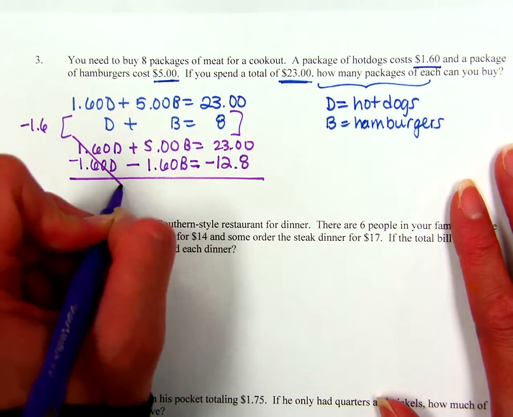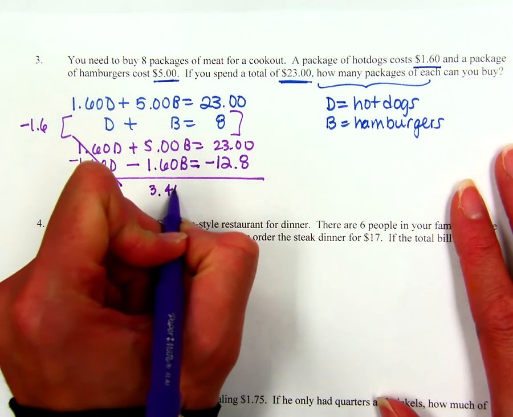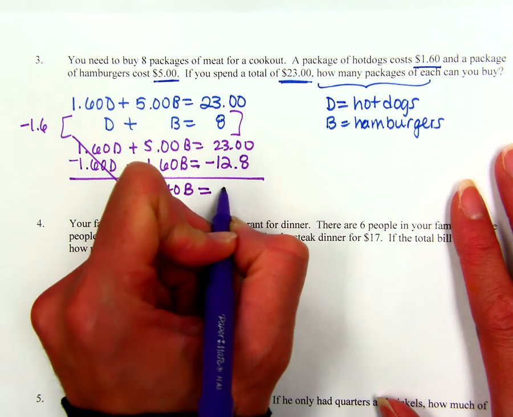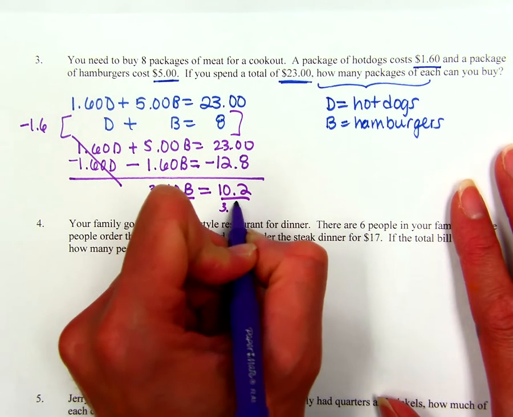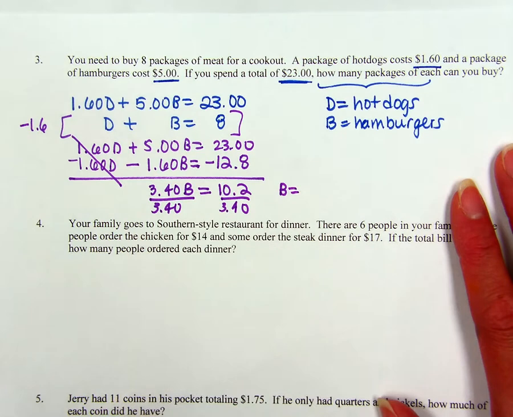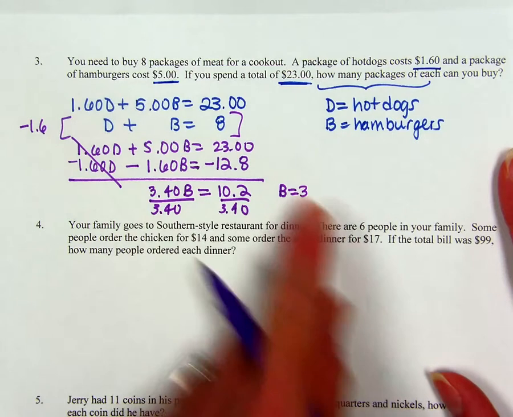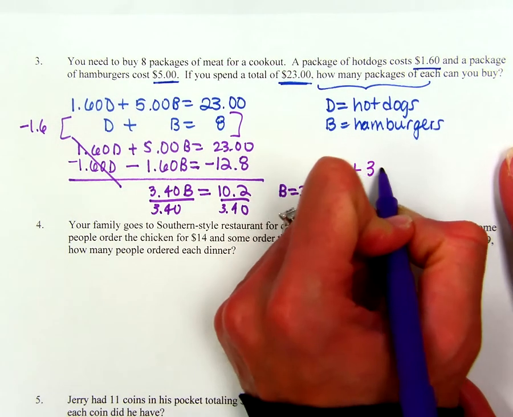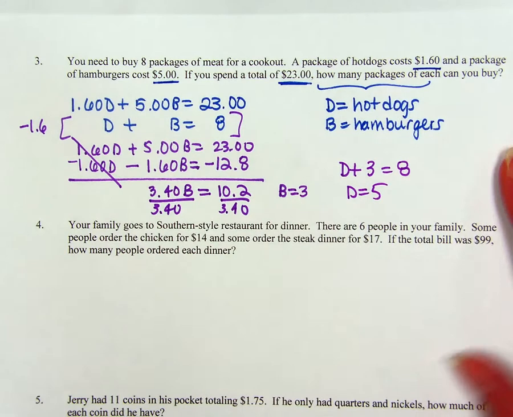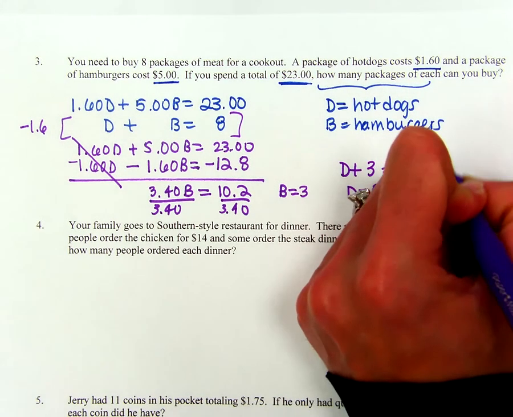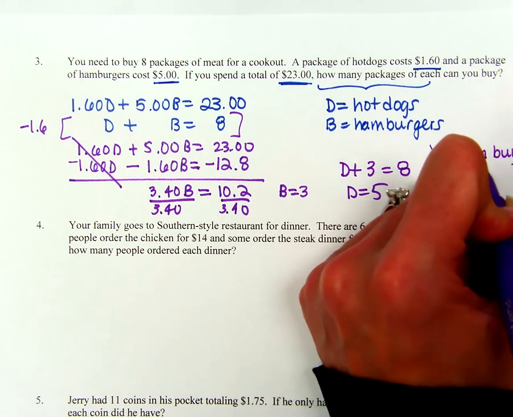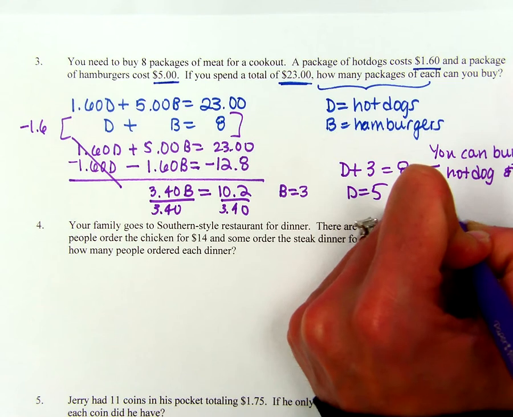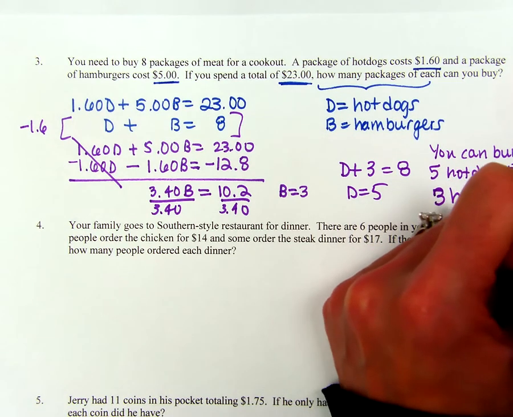All right, I'm going to add together. The d's cancel, and I am left with $3.40 times b equals 10.2. So if I divide both sides by 3.40, then I get b to equal 3. All right, go back to the easiest equation. d plus b equals 8. That means that d equals 5. So how many packages of each can you buy? You can buy 5 hot dog packages and 3 hamburger packages.